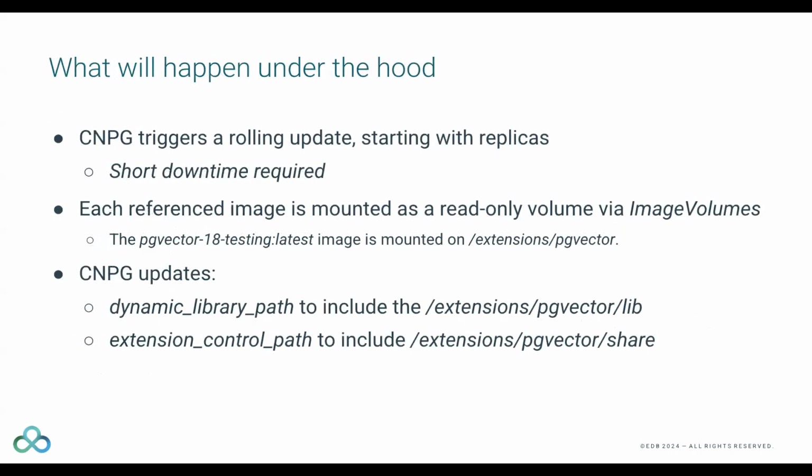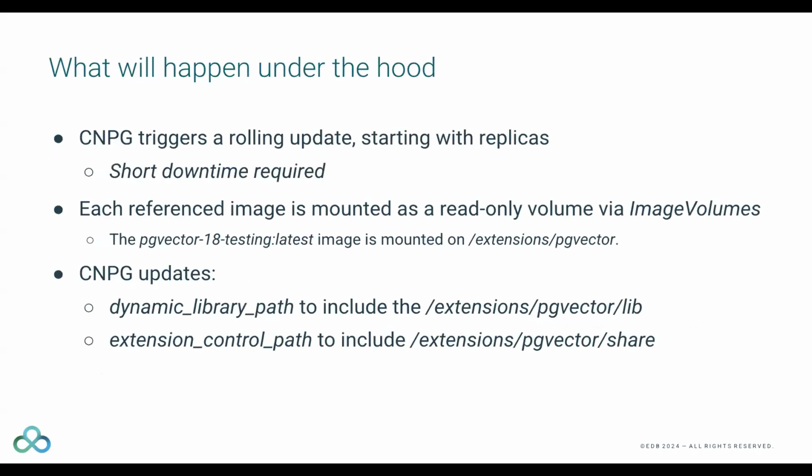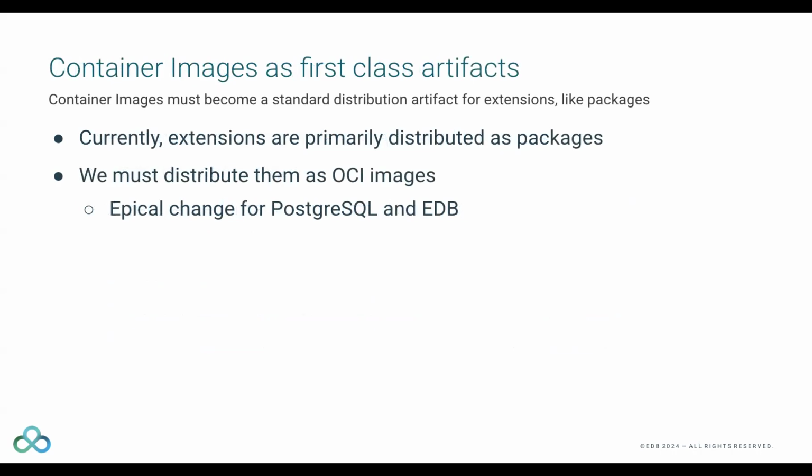What happens under the hood is that when you update or add a new extension in the cluster definition, a rolling update is initiated. So there's a short downtime, but the container image is loaded in the replicas first and then in the primary. An image volume is mounted for each extension in, let's say, the /extensions/name-of-the-extension folder. And CNPG updates these two parameters. So it's quite clean, quite neat. It works, but most of the work needs to happen here.